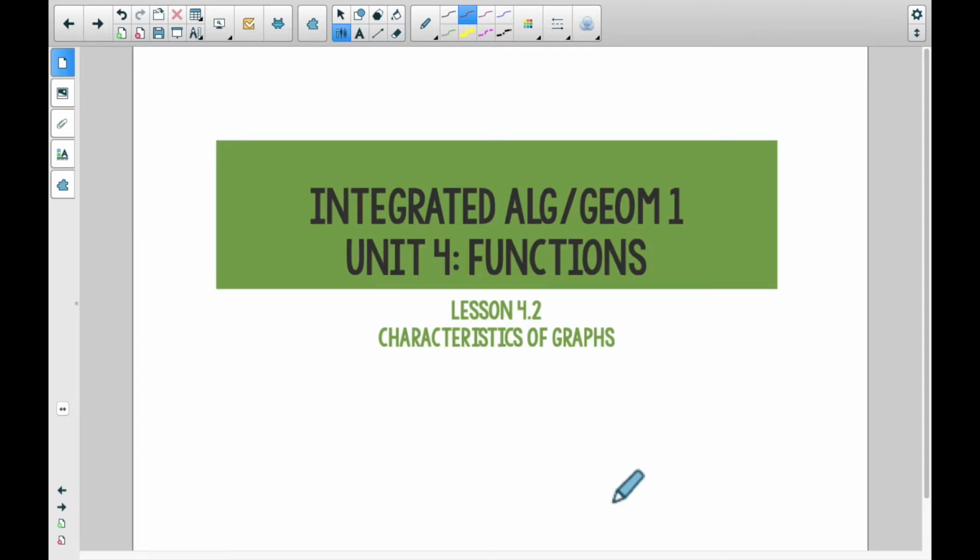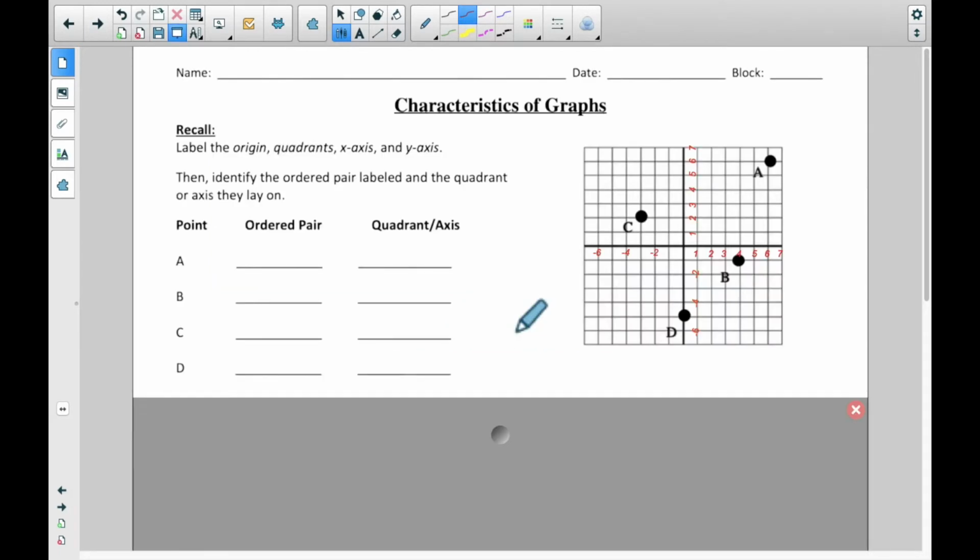Hi everybody, this video today is going to cover lesson 4.2, which is characteristics of graphs. So when we talk about characteristics of graphs, we're talking about the main parts of the graph. For instance, origin, quadrants, x-axis, y-axis, those are words that you have heard before. I went ahead on my graph and labeled each, I counted by ones, so that when we do the coordinates, that's going to be easier. But let's also talk about origin, quadrants, x-axis, and y-axis.